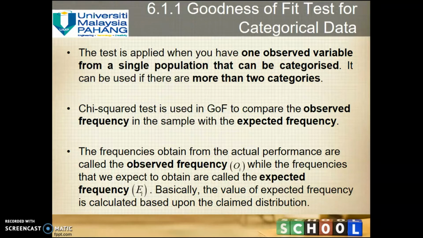So chi-square will be used in goodness of fit. For the whole of chapter 6, you are dealing with the chi-square distribution only. It is used in goodness of fit to compare the observed frequency in the sample with the expected frequency.